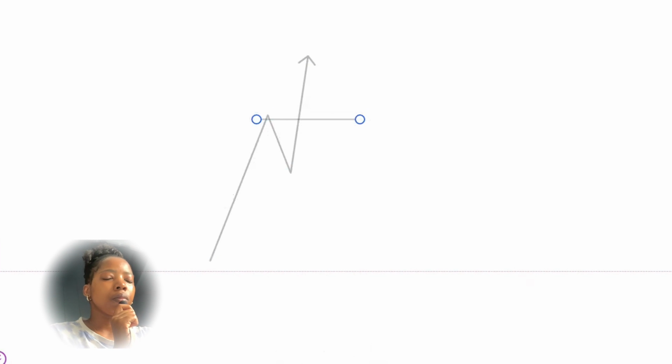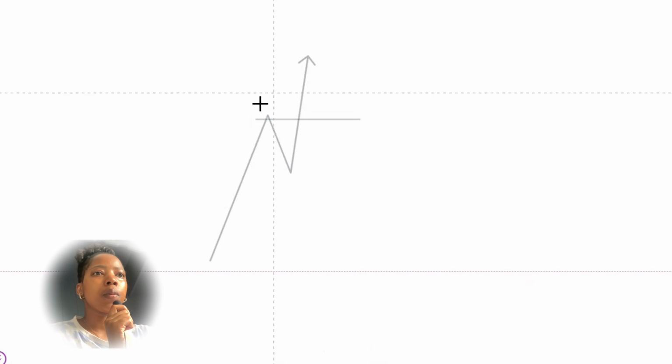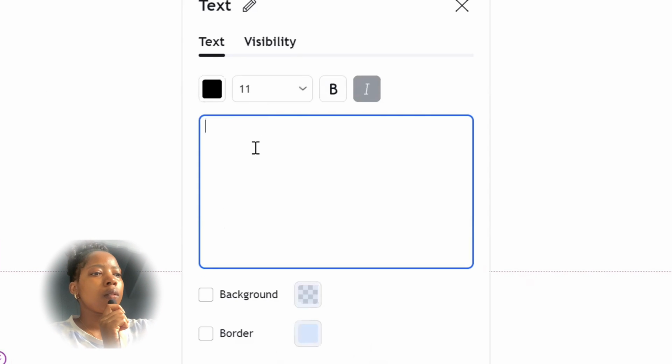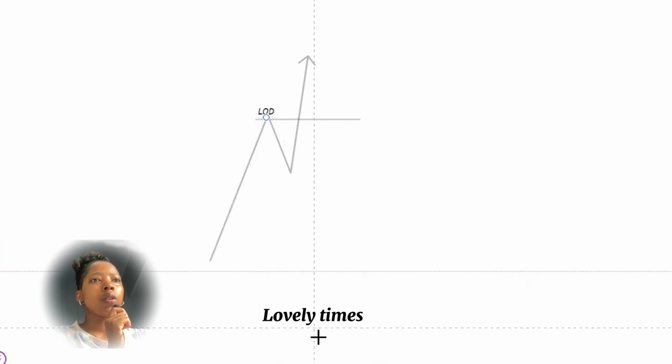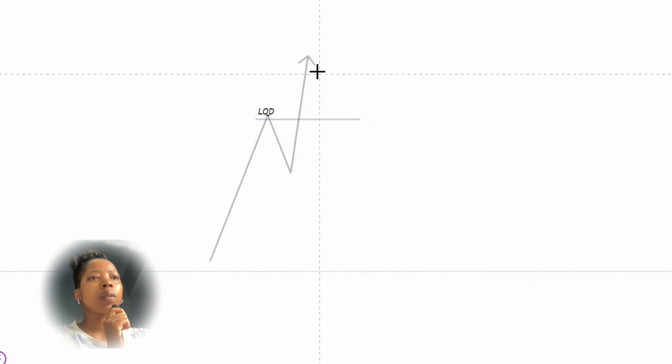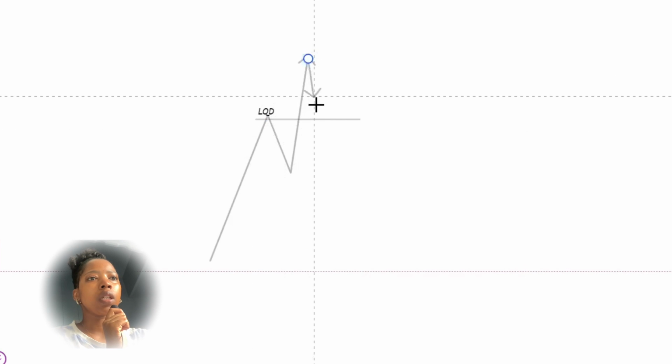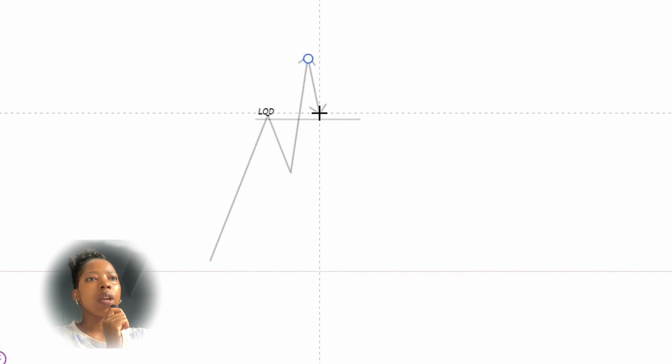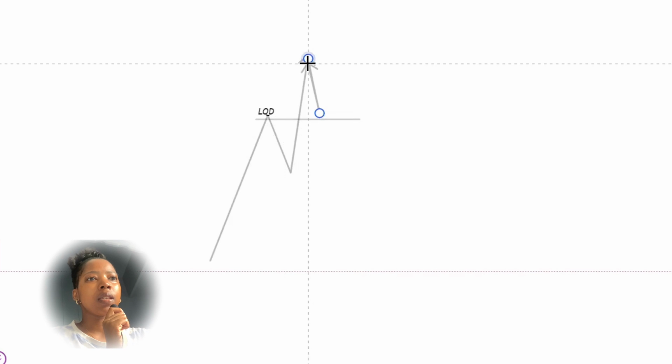So let me type. So it's LQD. LQD is taken out. So the same arm that pushed us out of that liquidity, we'll use that for entry. So entry there, then again, this is liquidity again.